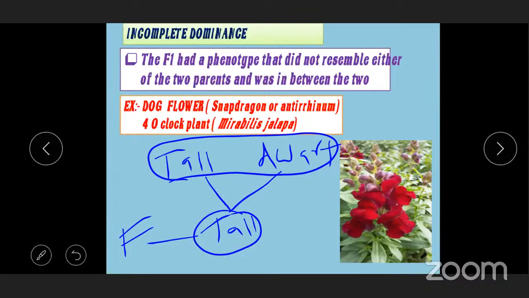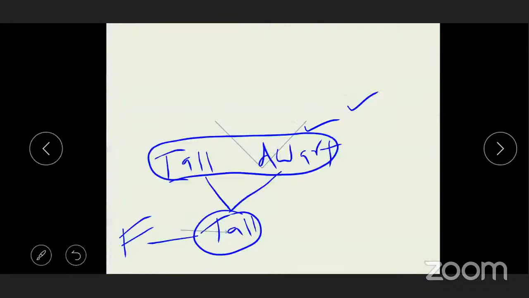Explaining incomplete dominance, there are two examples. One is dog flower, also known as snapdragon or antirrhinum. One more example is the four-o'clock plant, whose scientific name is Mirabilis jalapa. Now let us take one example, the dog flower example. So S.